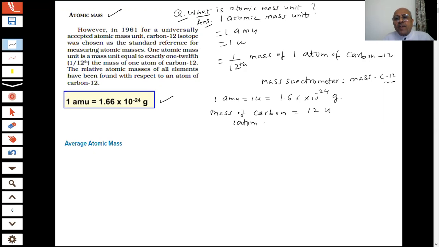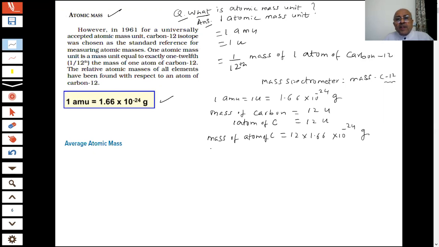Okay? The mass of one atom of carbon is 12 U, students. What does it mean? What is the value of U? In other words, it is 12 × 1.66 × 10^-24 grams. This is the mass of one atom of carbon, students.